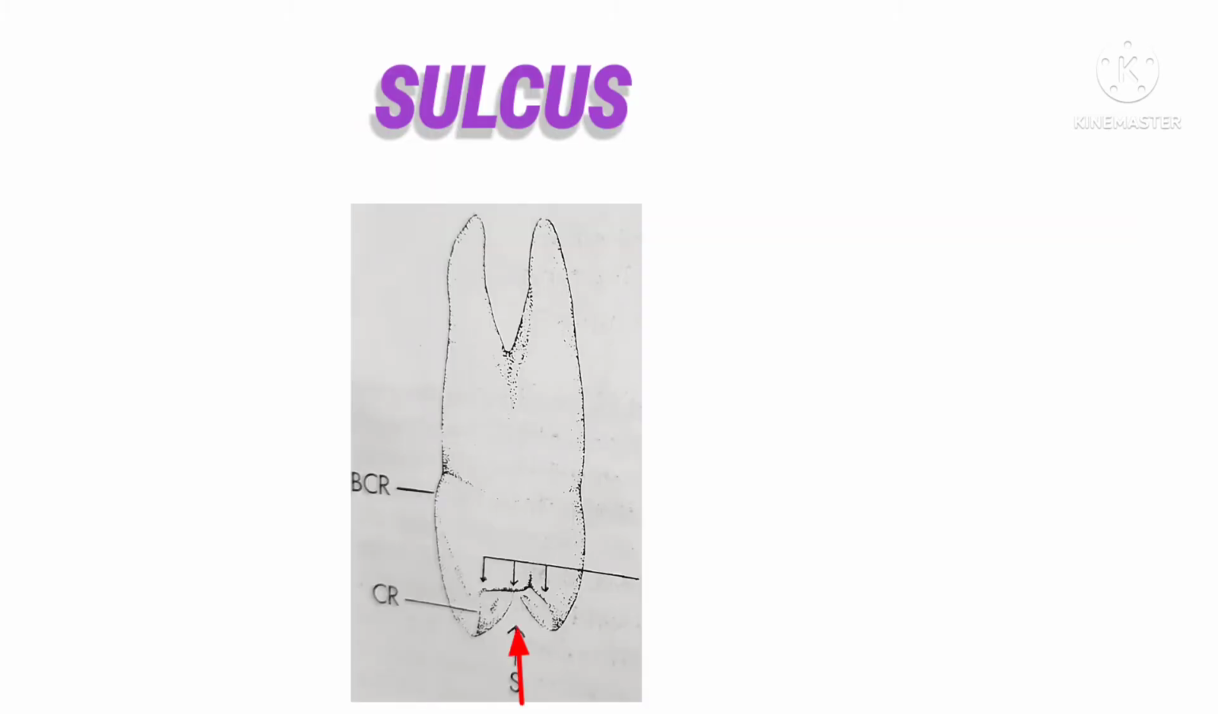Next structure is sulcus. A sulcus is a long depression or a valley in the surface of a tooth between the ridges and cusps, the inclines of which meet at an angle. And the sulcus has a developmental groove at the junction of its inclines.